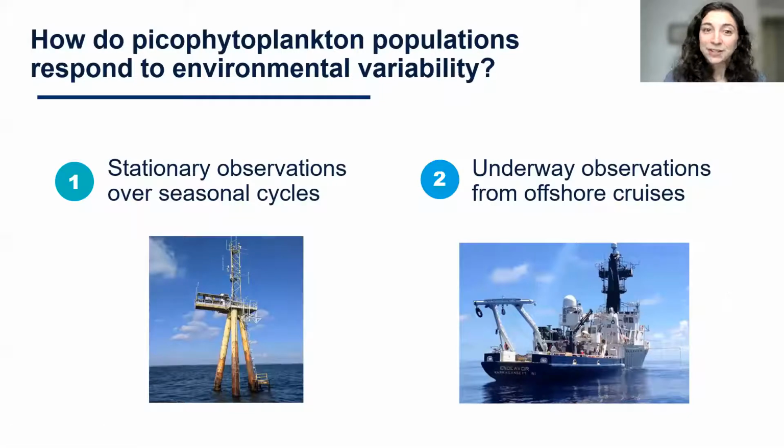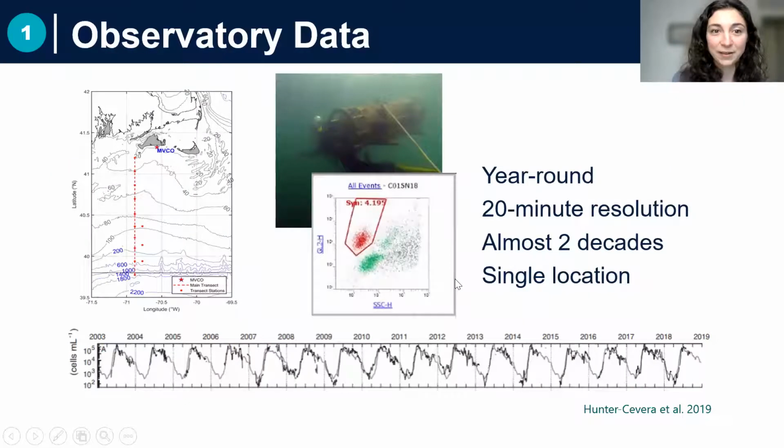So to answer my question, I'm going to start by talking about the environmental variability that comes with the seasonal cycles by making use of a stationary observatory that's there year round. And then I'll move on to looking at some cruise data to see how that seasonal response is representative of populations further offshore. So we'll start with the observatory data.